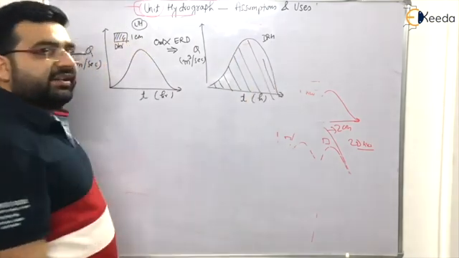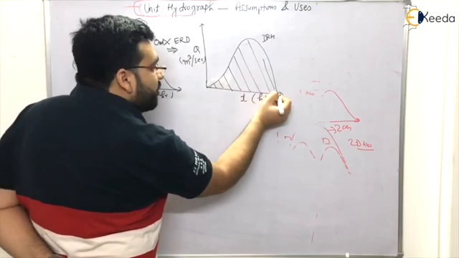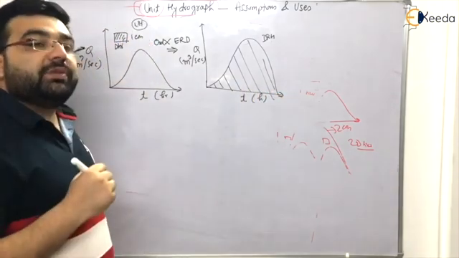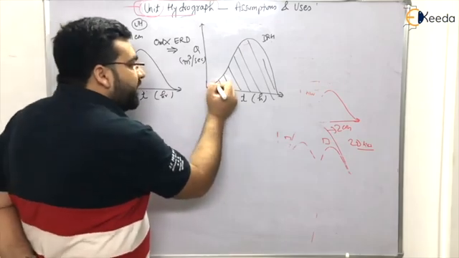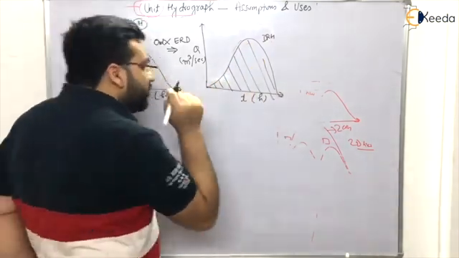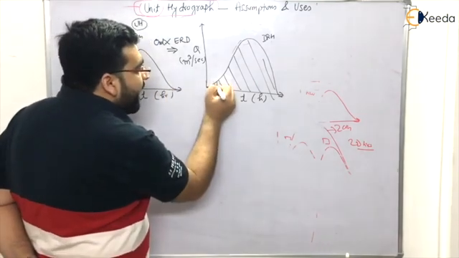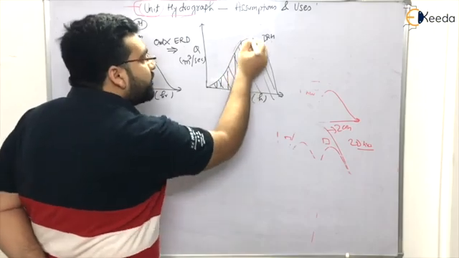You tell me. Now, if you integrate it from this portion to this portion, what will you be getting? Integration can be done in two ways. Either if you know the equation of this curve, you can do the integration directly. If you don't know the equation of this curve, then you have to divide it into strips.